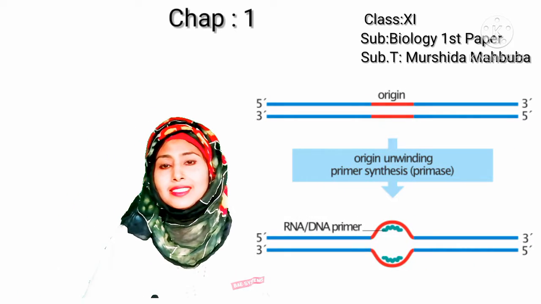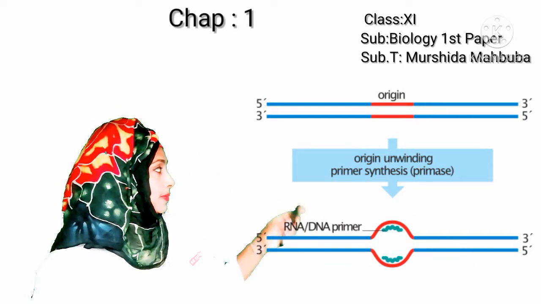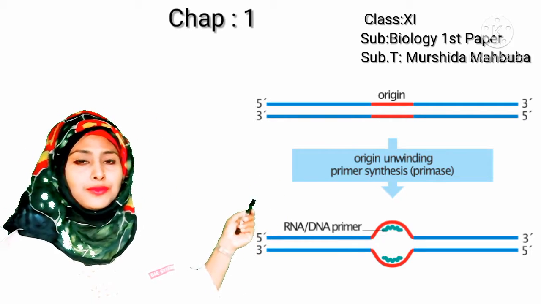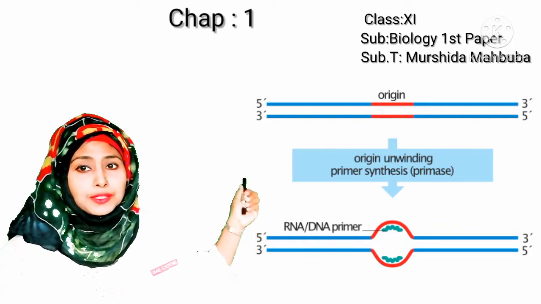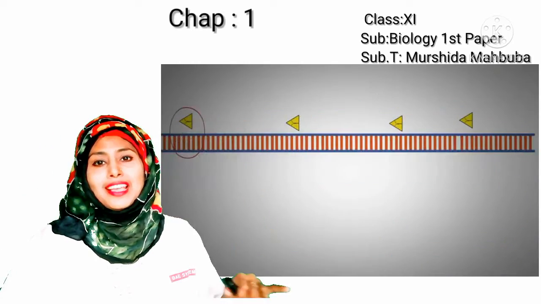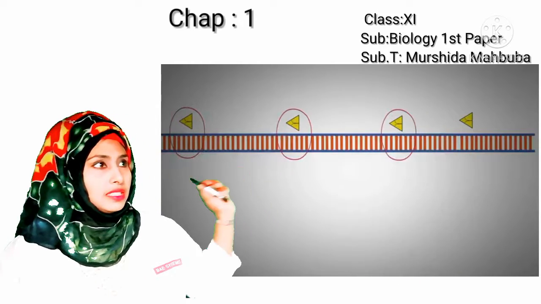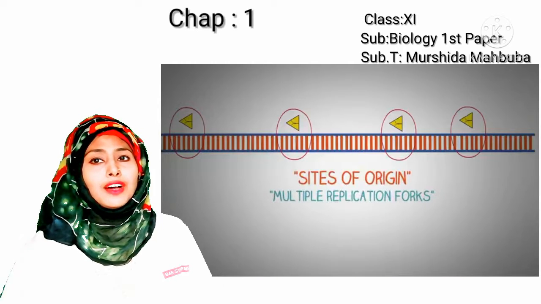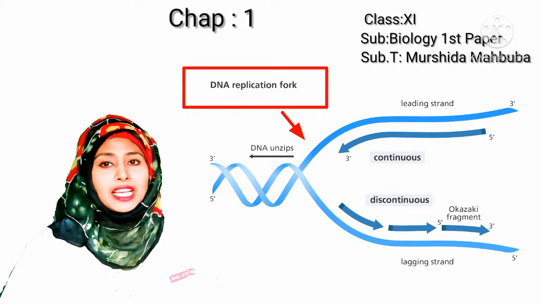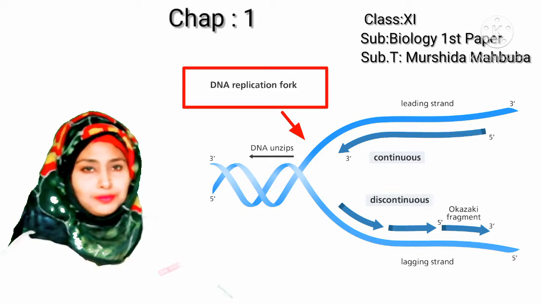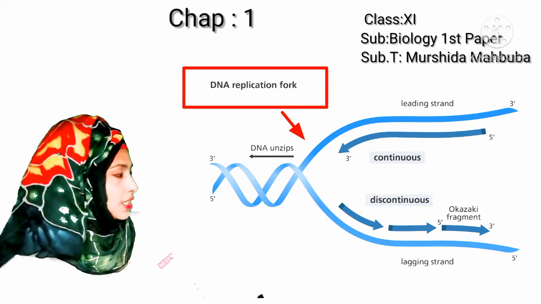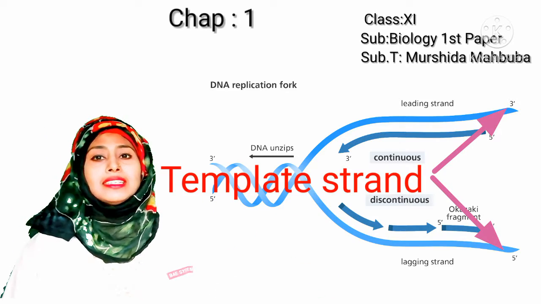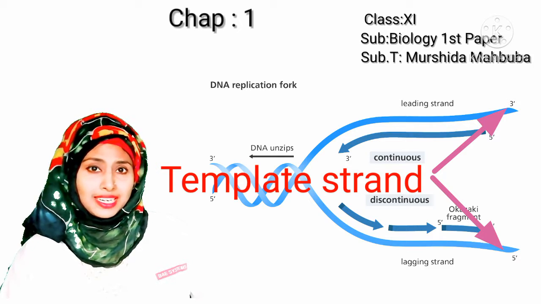Replication begins at the site called origin of replication or ORI, where the DNA is unzipped when paired nitrogenous bases are separated. Replication occurs on multiple origins of DNA molecule. So, the separation of the two single strands of DNA creates a Y-shaped structure called replication fork. The two separated strands will act as a template for making the new DNA strand.